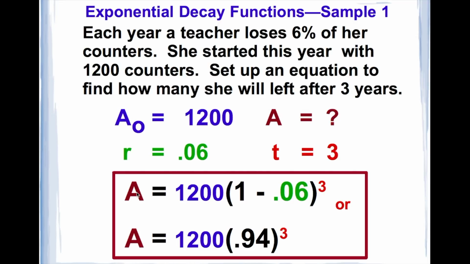We don't have the final amount. We're leaving that as an A. Her rate of decrease is 0.06. That gets subtracted from 1. If you go ahead and do the subtraction, that'll be 0.94. So you see this is less than 1. That's why it's going down or decaying. And we've got our 3 years. Maybe she can retire without buying new counters.